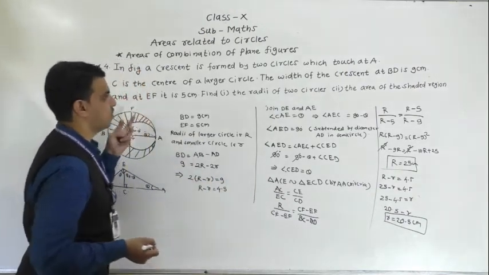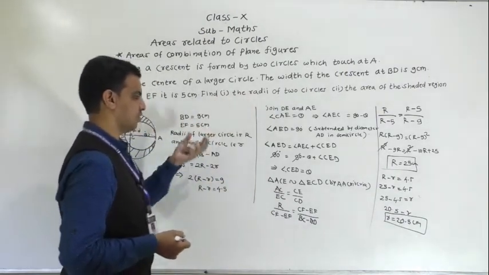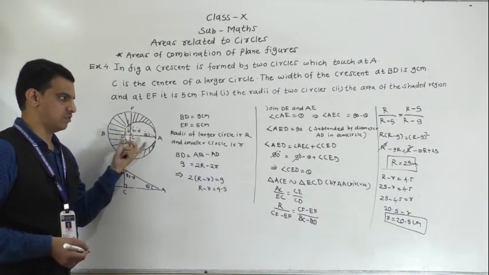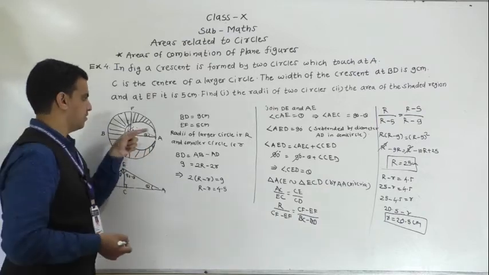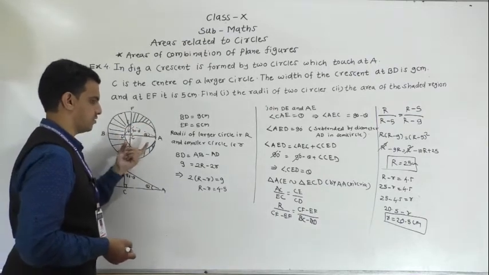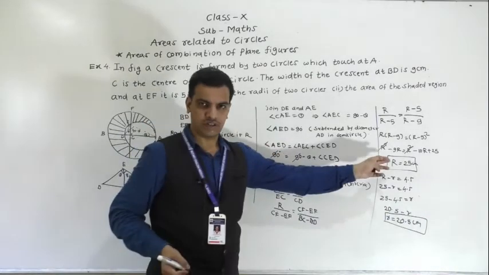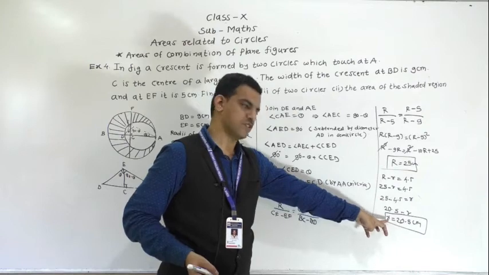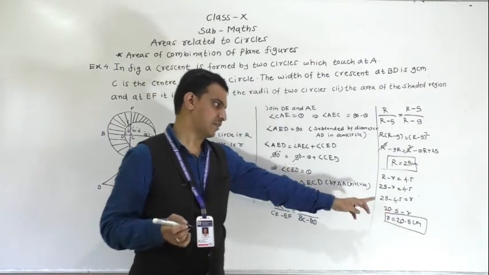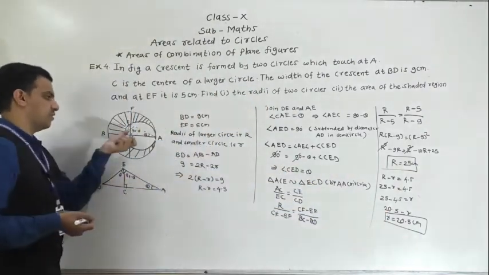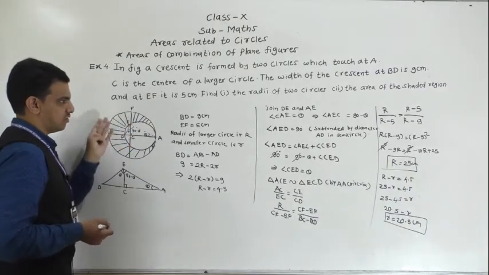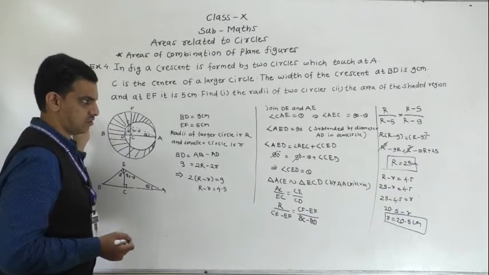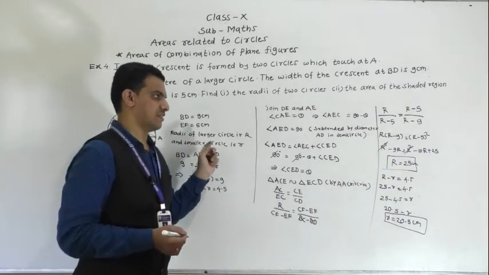Now we have to find the area of the shaded region. So the area of the shaded region is the area of the big circle minus the area of the small circle. We now have both radii. The radius of the big circle is 25 centimeter, the radius of the small circle is 20.5 centimeter. After that, find the area of the shaded region. Now you will solve this one. Understand this. Now we will take the next example.